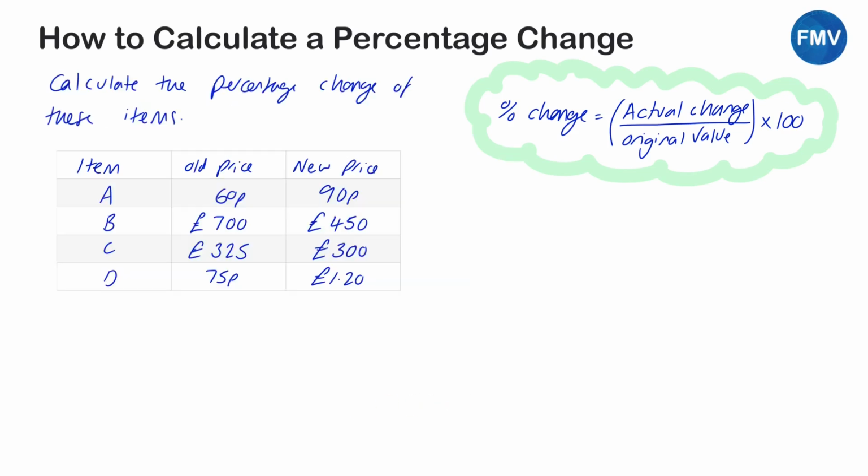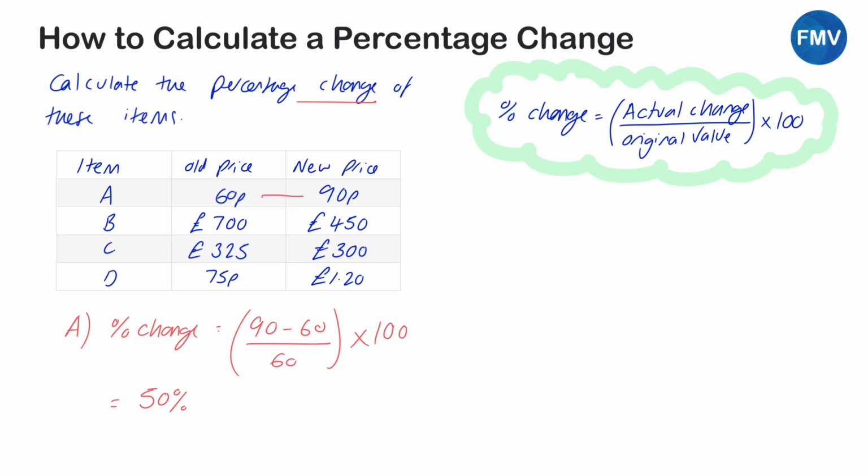Again, there is the formula. So we're asked in this question to calculate the percentage change. They haven't told us if it's an increase or decrease yet. So we're looking at items A, B, C, D, and we've got the new prices and old prices. So let's start with A. We are looking at the percentage change, and that is equal to the actual change. Well, that is 90 pence minus 60 pence divided by the original value, which was 60 pence, all multiplied by 100, and that will give us 50% increase. Because if you look at this, price A to price B is getting larger, so that is an increase.